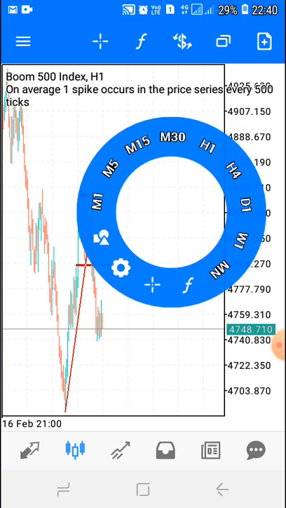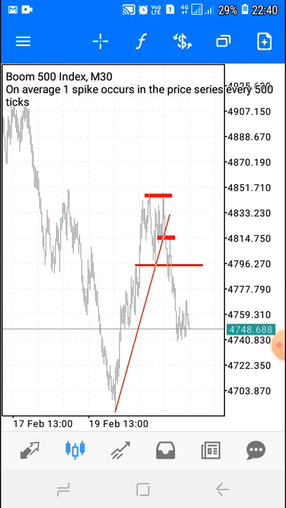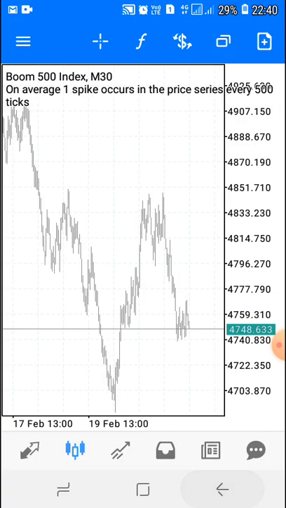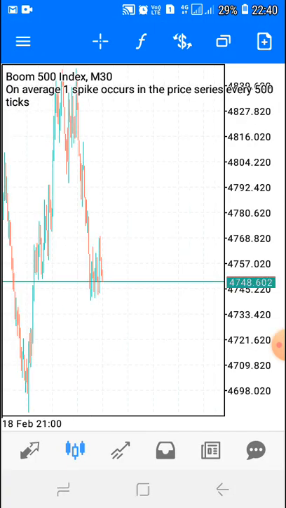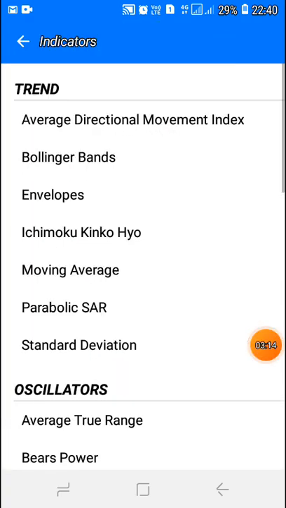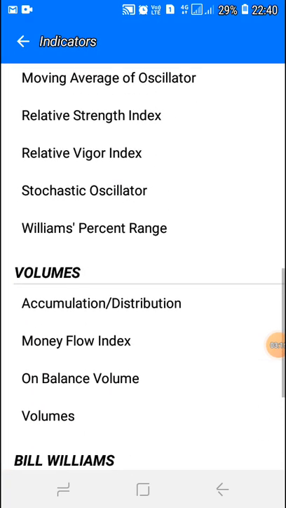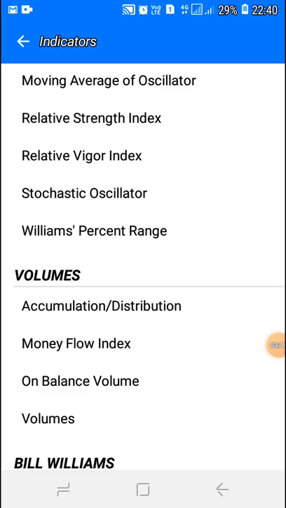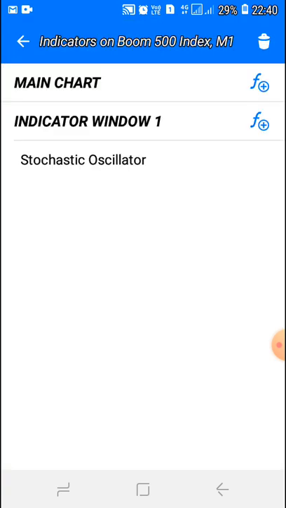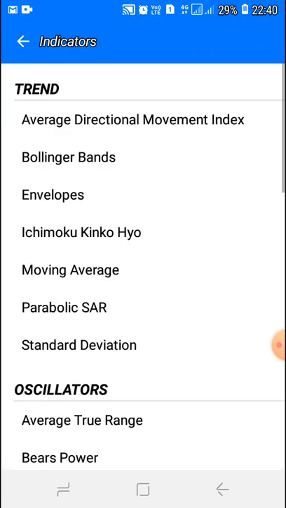Okay, so the first thing we're going to do, since we know the trend of the market, is just remove all of this stuff. We already know that Boom 500 is moving in a downtrend, right? So the only thing you need to do now is add your first indicator to the chart. The first indicator is going to be your stochastic oscillator. The parameters should be K period 1, D period 1, slowing 1, price field low or high, method simple. Okay, so as you can see, we have our stochastic.